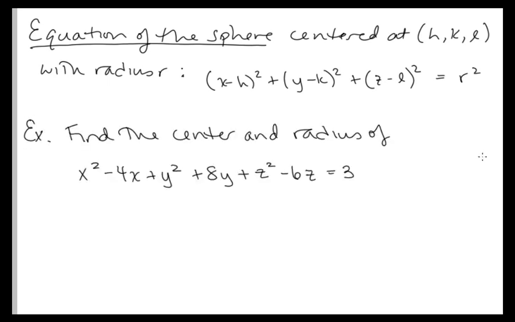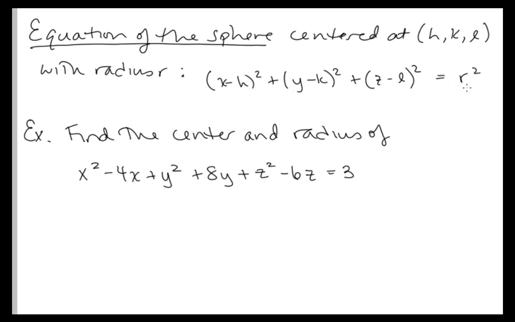Find the center and radius of x squared minus 4x plus y squared plus 8y plus z squared minus 6z equals 3. Well, let's take a look at the formula that we're given. We know that if we have the equation written in this form, it's very easy to read off the center and the radius. So what we need to do is get this equation into this form.